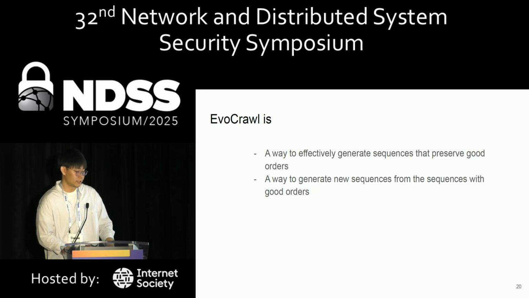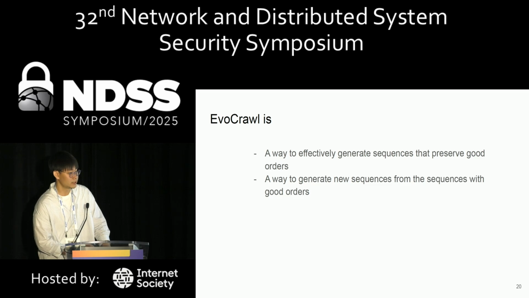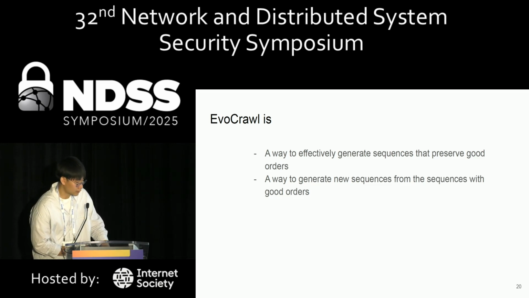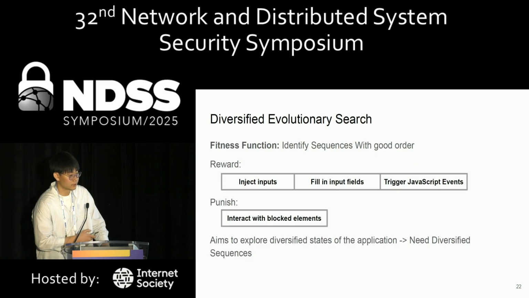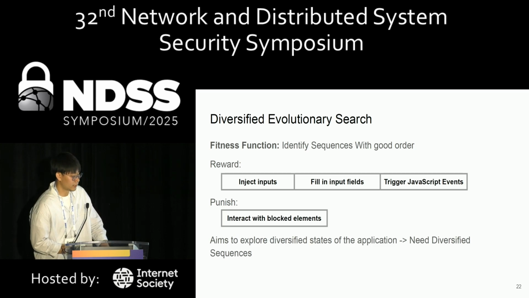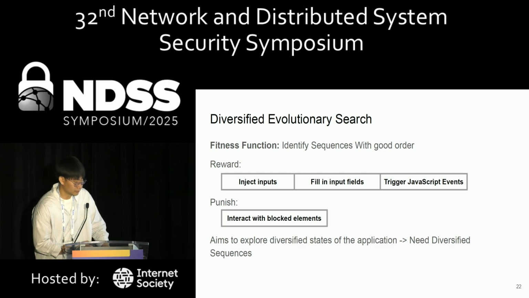Now, after a summary of the motivation, we need a way to effectively generate sequences that preserve good orders. We also need a way to generate new sequences from the sequences found to already have good orders. That's why I want to introduce you to evolutionary search and dependency tracking. We choose to use diversified evolutionary search because we aim to explore diversified states of the application, thus we need diversified sequences. The fitness function and the crossover operation of the evolutionary search help us to identify sequences with good order and generate good sequences.